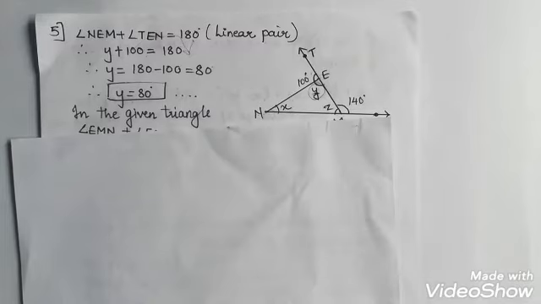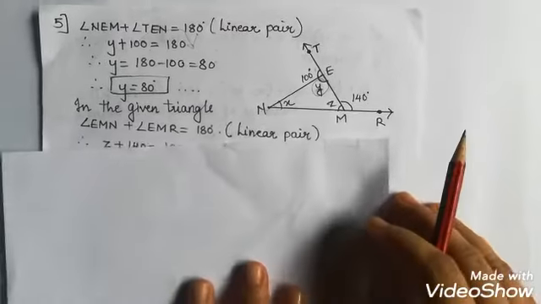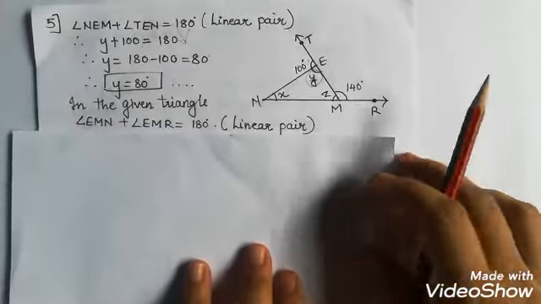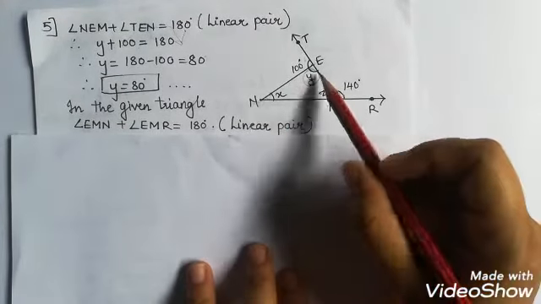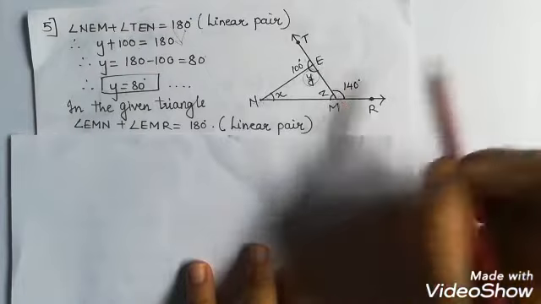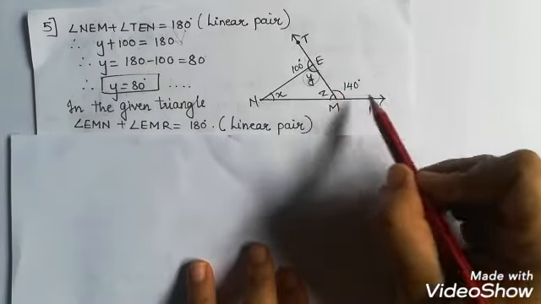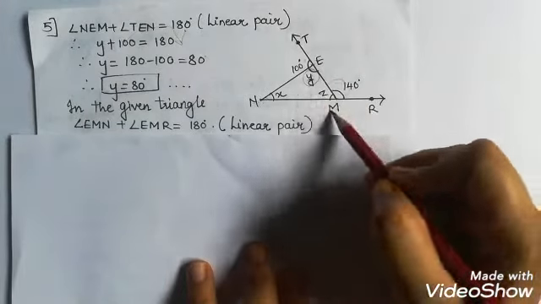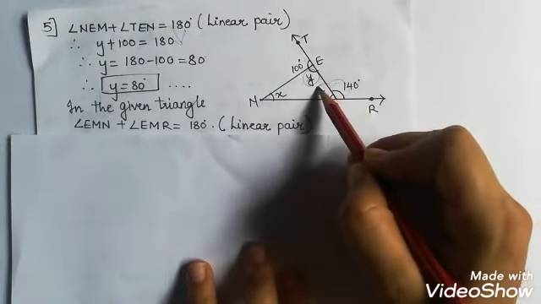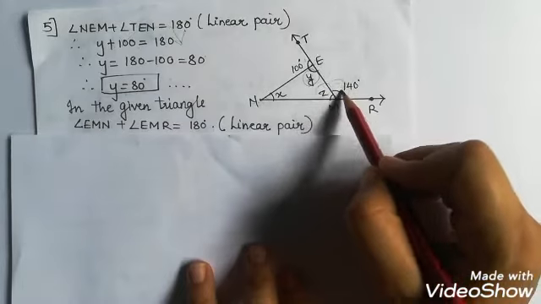Okay. Next. Now angle EMN and angle EMR. Angle EMR is given to us as 140 degrees and angle EMN is z. Okay, so they form a linear pair.